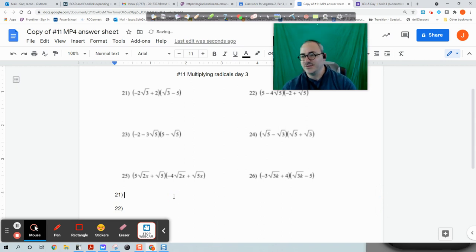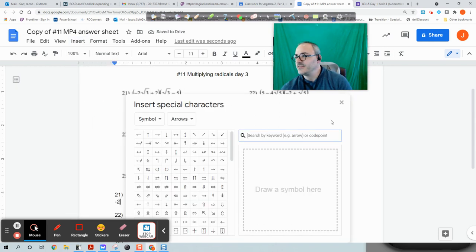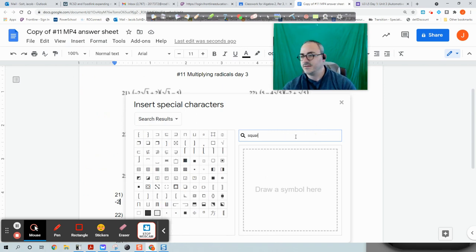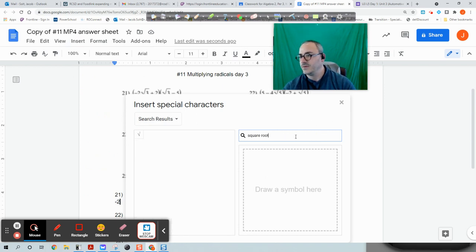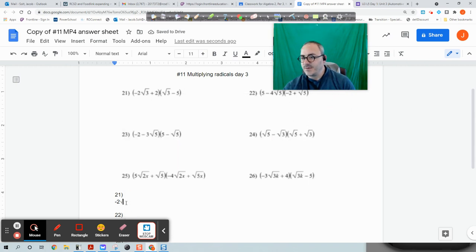All right, so I'm going to do a couple things here. First, I'm going to do negative 2. I need my radical sign, right? I'm going to insert special character, square root. There it is. Now it's in there. And then I'm going to select that and just Control C and copy it, so I can keep writing this anytime I want it. 3, and I'm going to multiply that by radical 3.